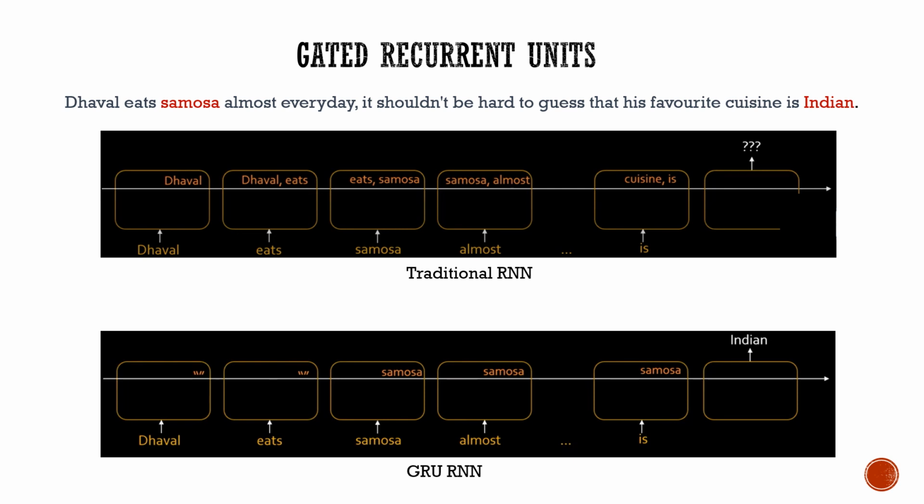In a traditional RNN, since it is not able to work with long-term dependencies, it won't be able to memorize the samosa. It won't be able to memorize the previously generated information, that is the samosa, and would only be able to work in the current state, that is cuisine. Whereas a GRU would be able to memorize the previously generated data, and it would be easier for it to predict the output as Indian.